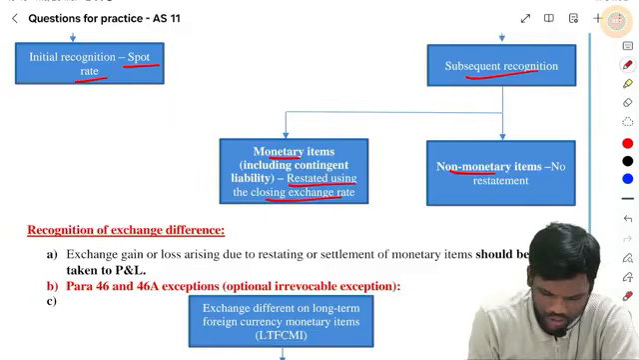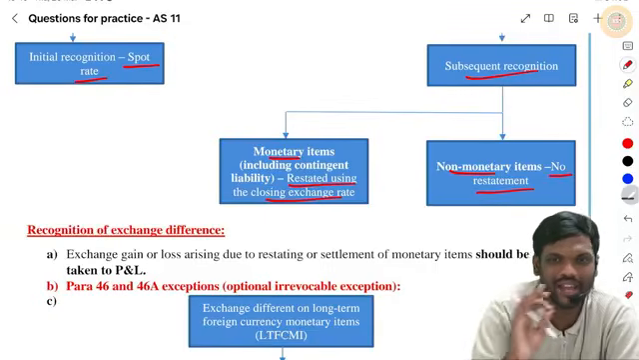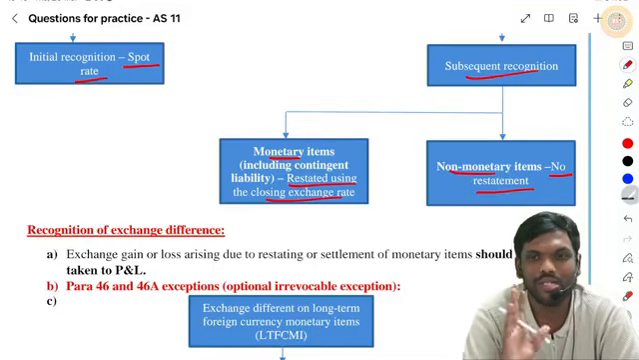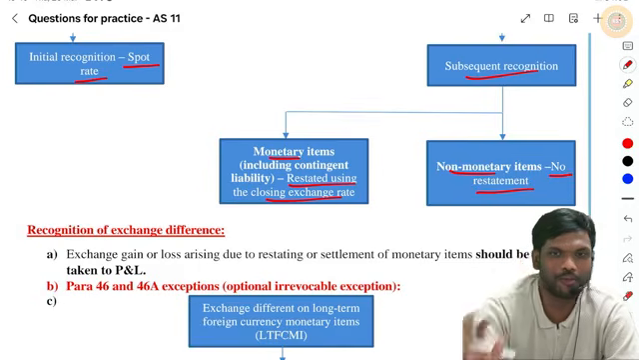Sir, what if it is a non-monetary item? Sir, very simple. Non-monetary item, you need not do anything. Keep it as it is. Don't change the values. No restatement if it is a non-monetary item. I hope this is very clear.